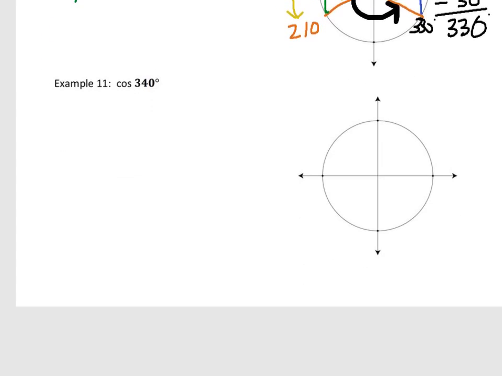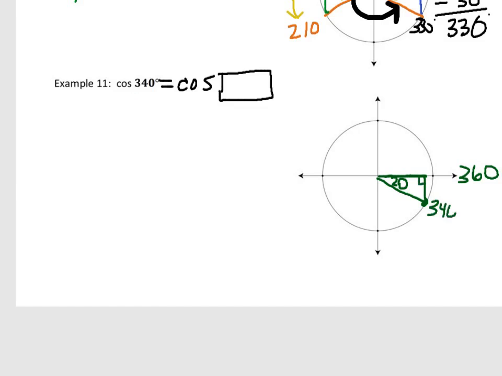Again, cosine of 340 is going to be equal to the cosine of what other angle measure? What other angle measure on this coordinate plane has the same cosine value or the same x value? So 340 is going to be over here. Because you loop all the way around, this would be 360, but we are 20 degrees shy of that value. So if this is 340 degrees, drop that perpendicular down.